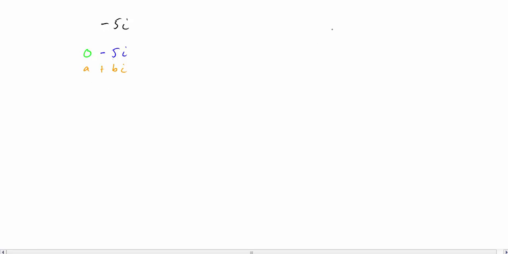And once again, I would suggest actually plotting this point just so that we realize where it is located. If this is our real axis, then this is our imaginary axis.